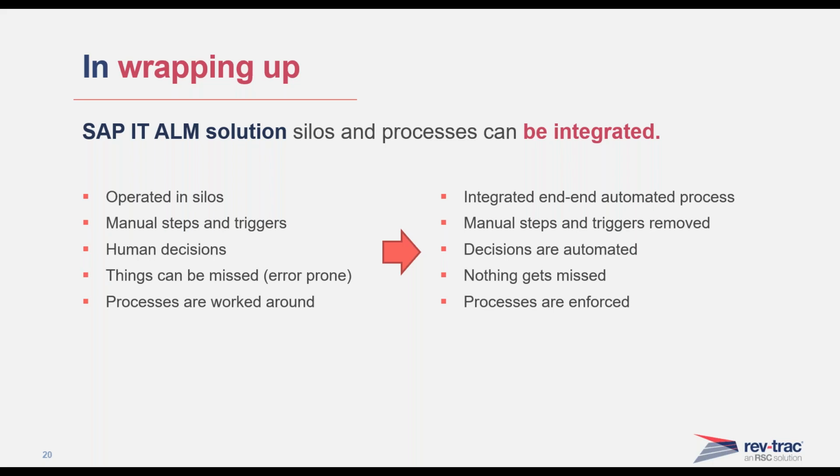But what we've seen today is that we can go from systems that are operated in silos, operated manually, relying on human decisions where things can be missed and processes can be worked around, to an end-to-end automation process where manual steps and triggers are removed, decisions are automated, where nothing gets missed and processes are enforced.